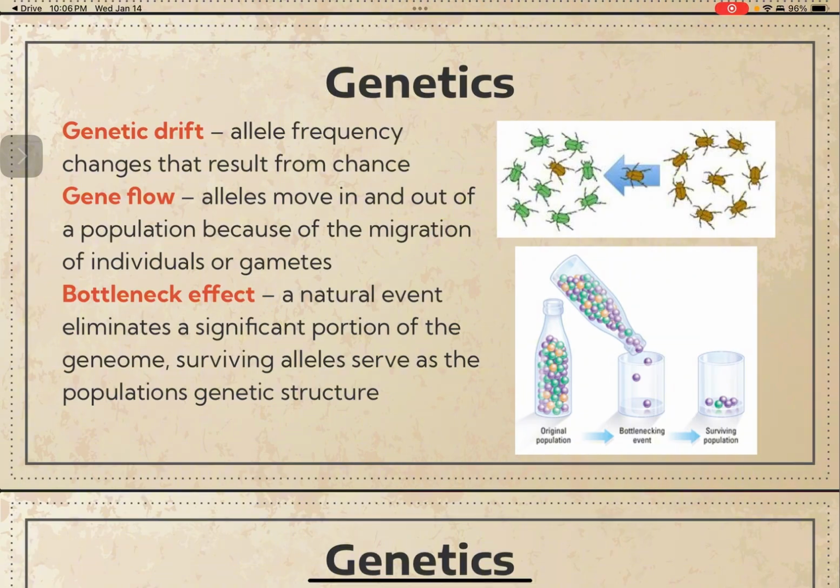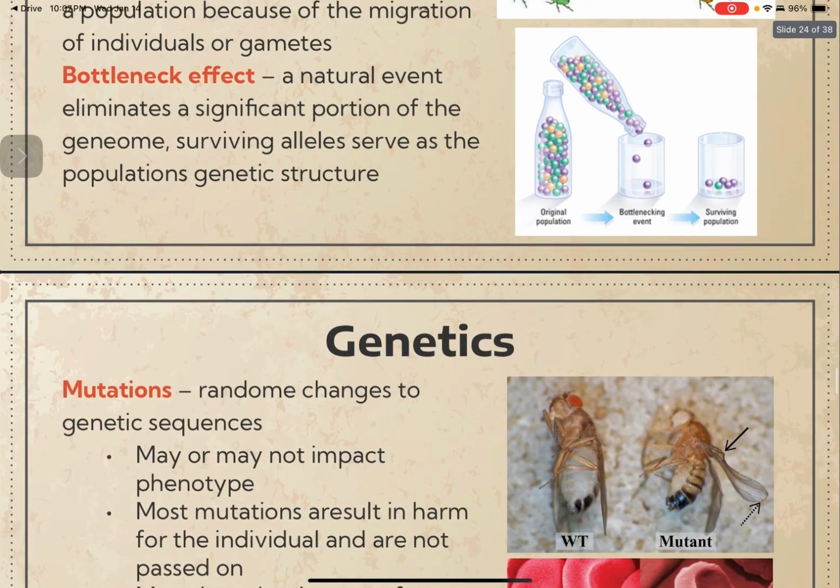Now moving back to genetics, genetic drift. This is where our allele frequencies change that result from chance. So again, chance, genetic drift. Alleles change from chance. Our gene flow is where our alleles move in and out of a population because of the migration of the individuals or the gametes. Bottleneck effect is a natural event that eliminates a significant portion of the genome, and the surviving alleles serve as the population's genetic structure moving on.